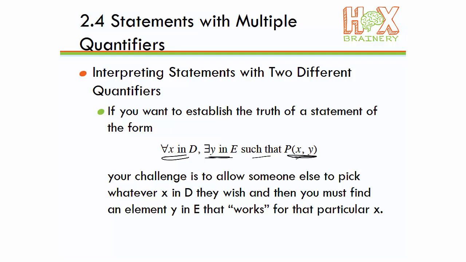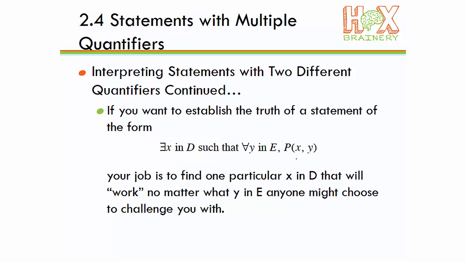And in this case, what you pick is going to be based on the x value they pick first. And so your y value can change. But if we're doing the existential universal statement, so the quantifiers are in the other order, so if we want to establish the truth of a statement of the form there exists x in D such that for all y in E, P of x and y, then your job is to find one particular x in set D that will work no matter what y in E anyone might choose to challenge you with, and they're choosing that after you pick your x value.